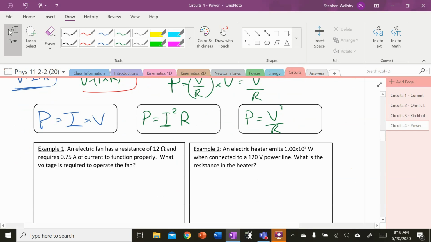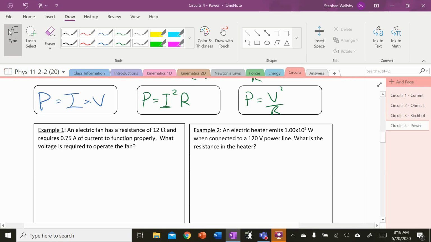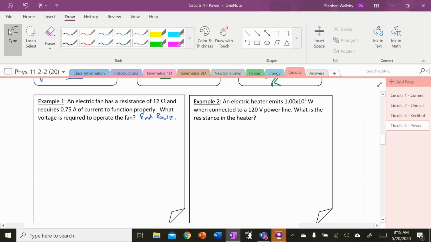So let's try a few questions out. An electrical fan has a resistance of 12 ohms and requires 0.75 amps of current to function properly. What voltage is going to be required to operate the fan? And the follow-up question would be, find the power as well. Second question: an electrical heater emits 1 times 10 to the 2 watts, which is just 100 watts, when connected to a 120 volt power line. What is the resistance of the heater? Please pause the video here and try both of these questions.